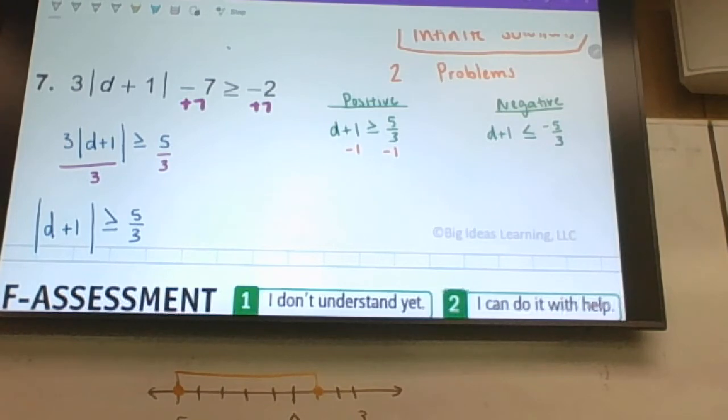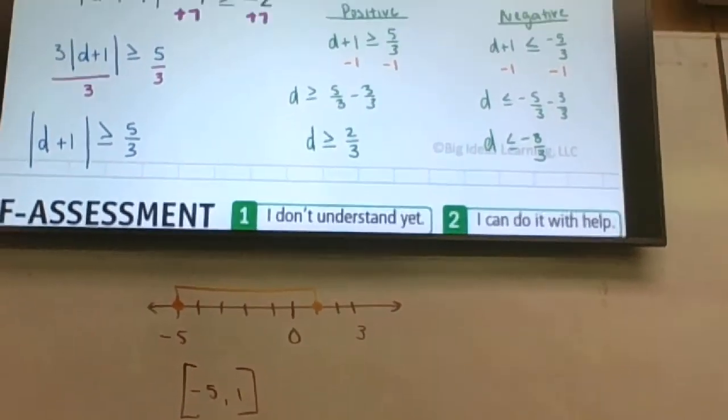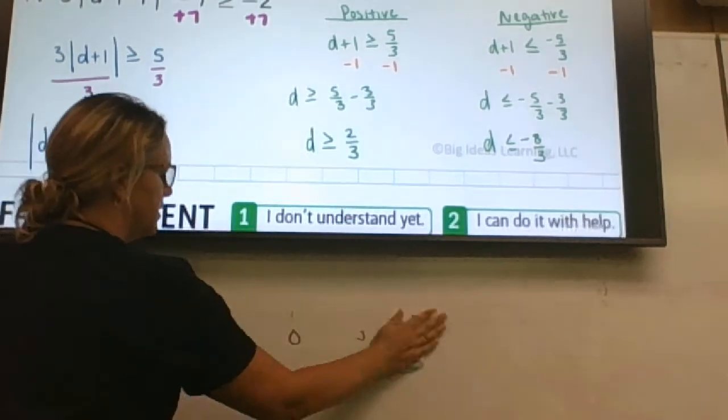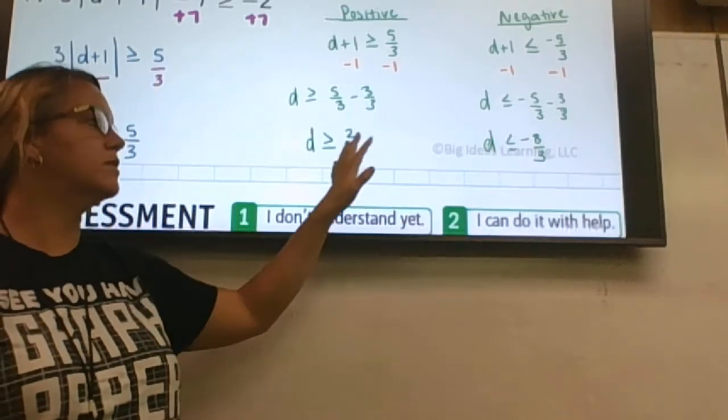So I have to subtract 1. It's okay. I'm not scared of this fraction. 1 is the same as 3/3. Get my common denominator. So I have half of my answer. D is greater than or equal to 2/3, and D is less than or equal to -8/3. You absolutely need both numbers every time. Only one is a 50%. You don't want a 50. The result might be 2 positives. So don't think that one's always positive and one's negative.